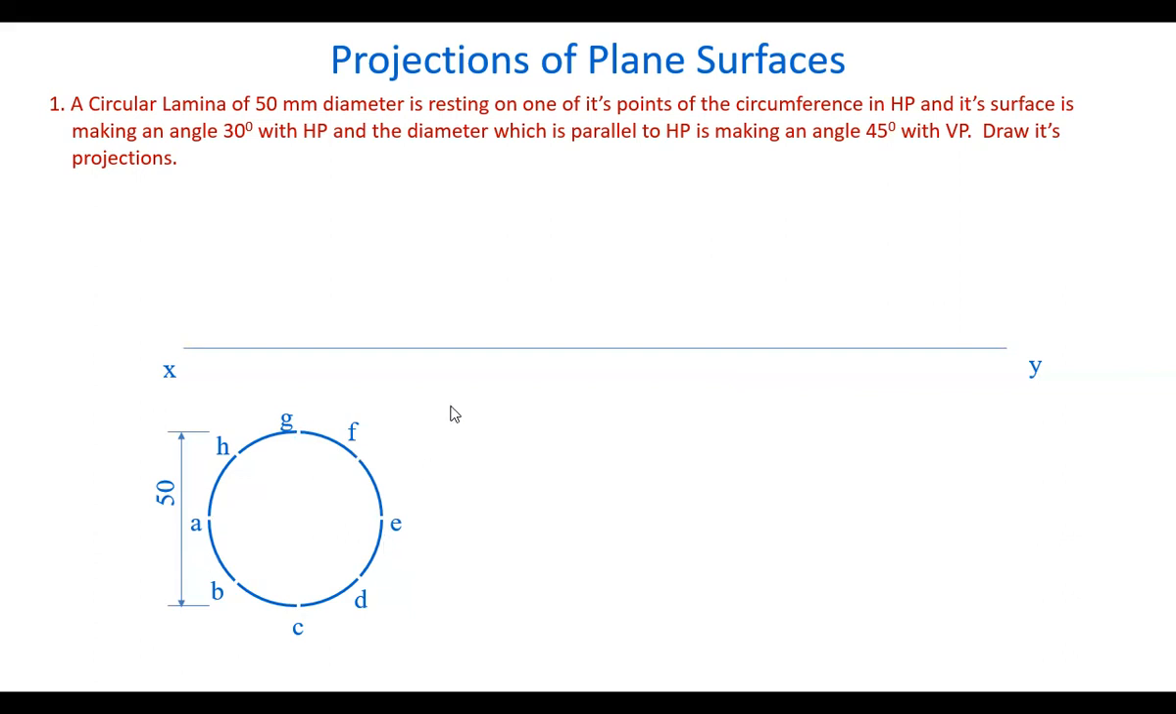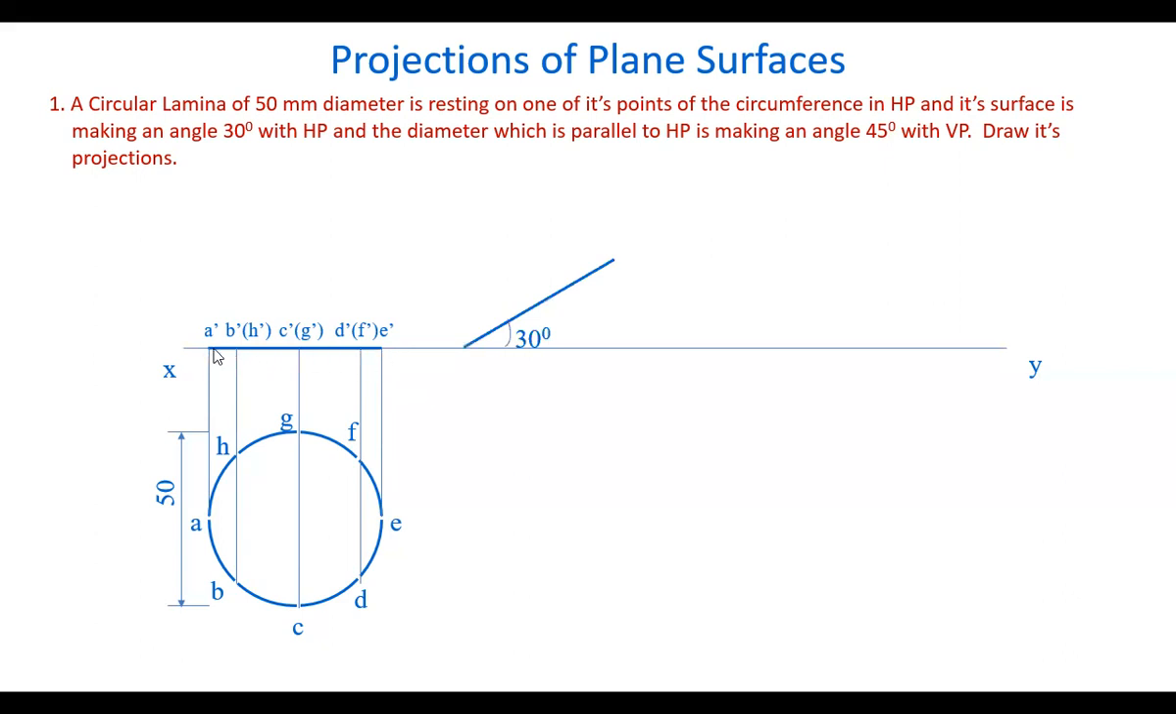Now let's draw the front view. And here, because the surface is making angle with HP, we have to take the plane parallel to HP. Because we have a point resting on the horizontal plane, take the plane not just parallel, it is in the horizontal plane itself. So draw the front view here from A dash to C dash. This is the front view. Now show the surface angle with the HP.